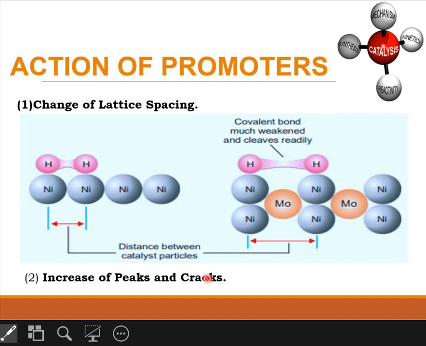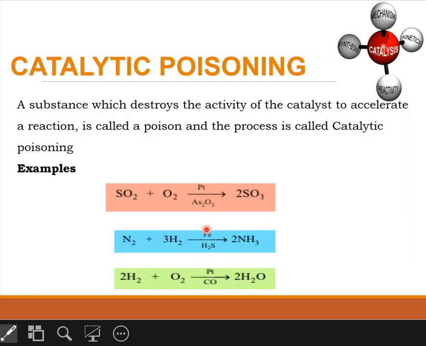So this is the common feature in heterogeneous catalysis. Another important term is catalytic poisoning. In the previous slide, we discussed promoters, which promote the activity of the catalyst. But catalytic poisoning just destroys the activity of the catalyst. Such a substance is called a poison, and this process is called catalytic poisoning.